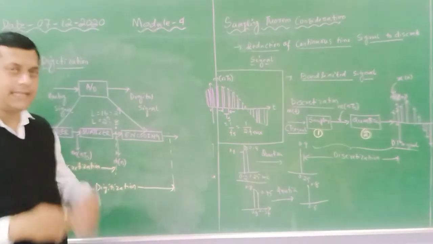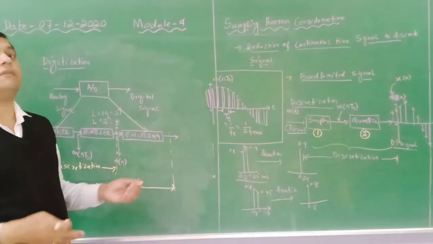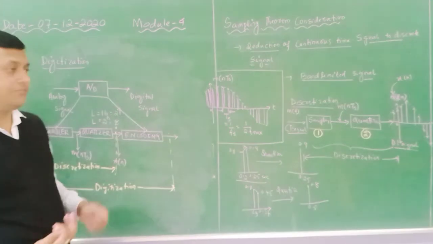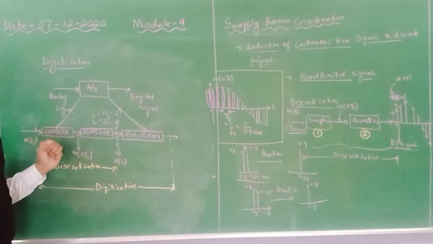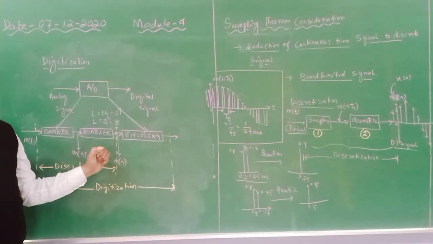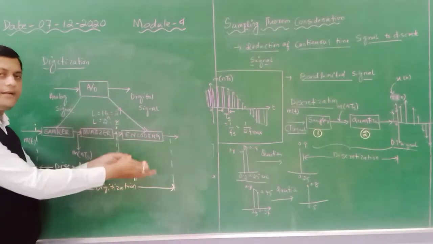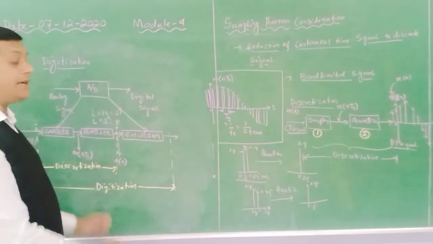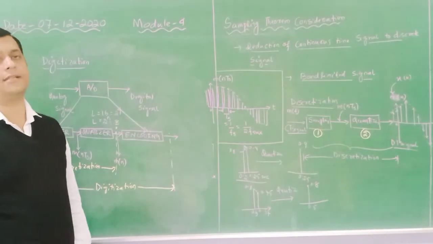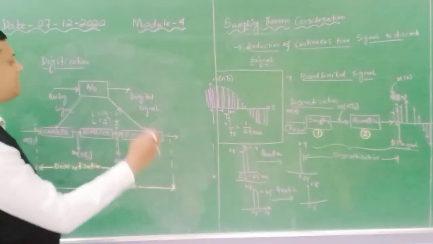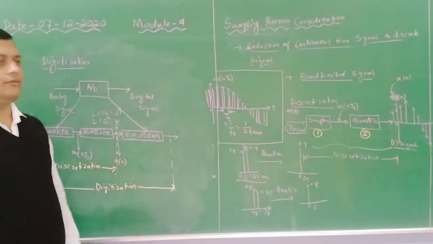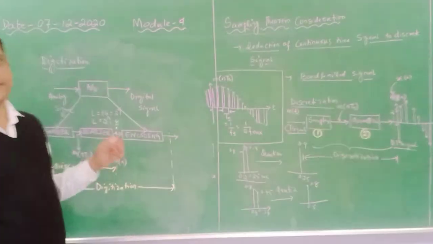Now what is digitization? Digitization will have three steps. What are the three steps? First, the sampling, then quantization. These two combine as discretization. The discrete value is provided to the encoder so that you will get your digitization or digital signal. So this is the basic concept behind digitization and discretization.